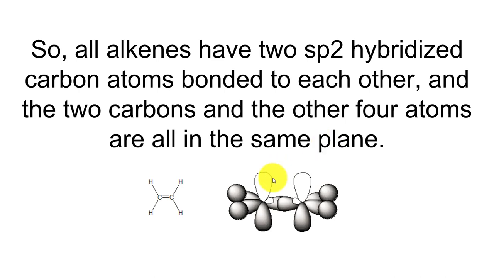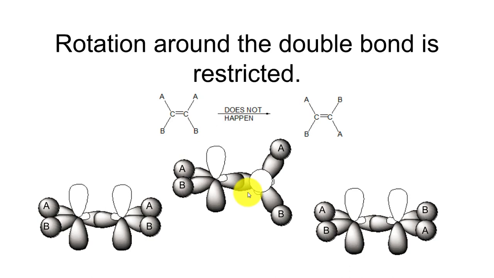And the reason for that, of course, is so these p orbitals can overlap. They can overlap best if they are parallel with each other. If they're skewed off a little bit, then they can't overlap as well. And that means the other 4 atoms attached in these positions have to be in the same plane as each other. And what that means is rotation around that double bond is restricted. So notice this is an alkene with 2 groups, I'm calling them A and B, on this end of the double bond, and 2 groups, again A and B, on this end of the double bond.